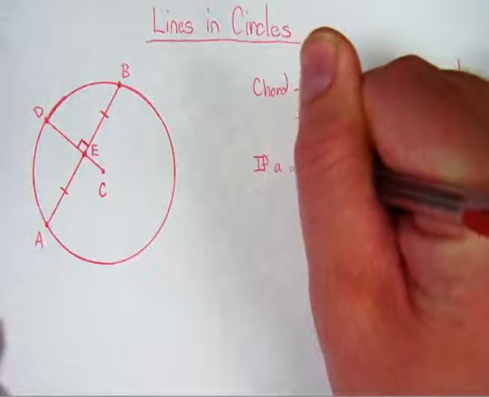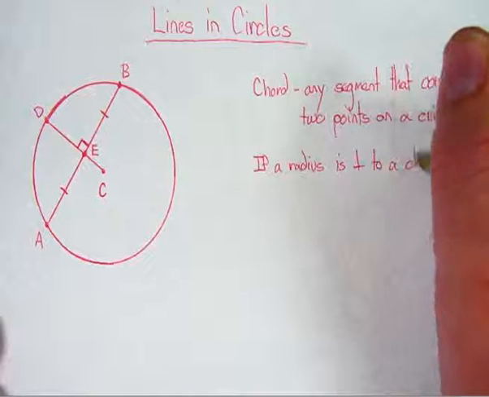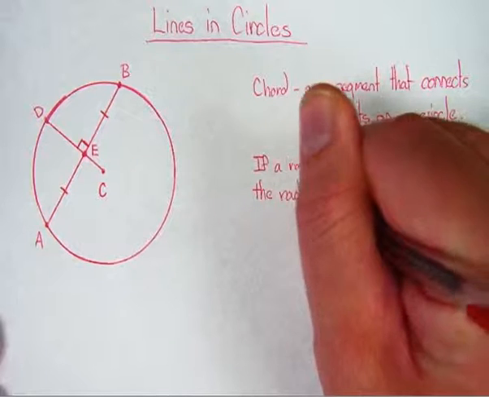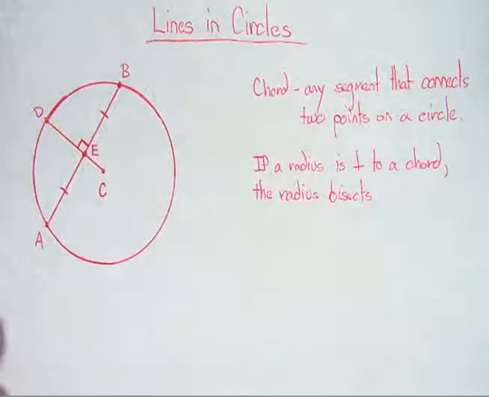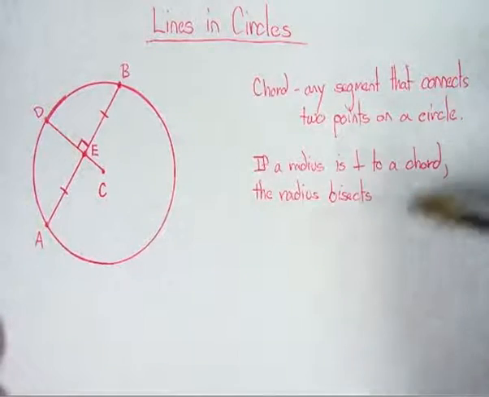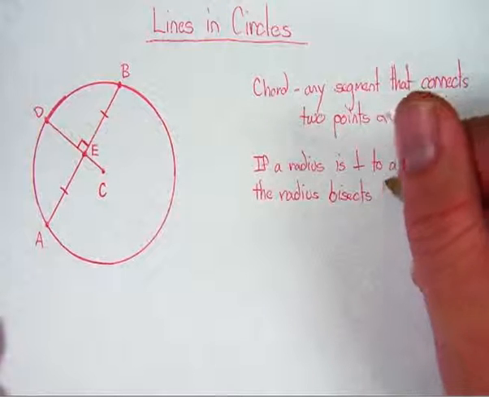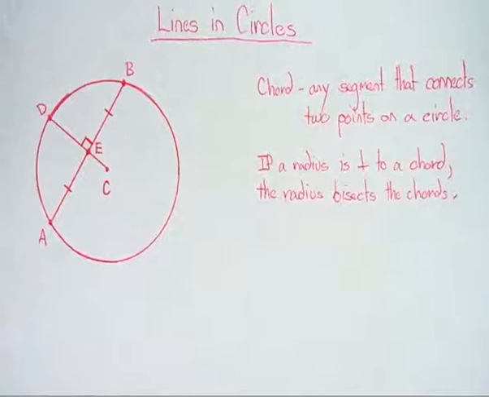If a radius is perpendicular to a chord, the radius bisects that chord. And this works the other way as well. If we take the converse of this, we can say that if we have a chord that is bisected, the radius must be perpendicular to it. So there's fact number one about chords: if you have a radius that is perpendicular to a chord, it's going to bisect the chord.